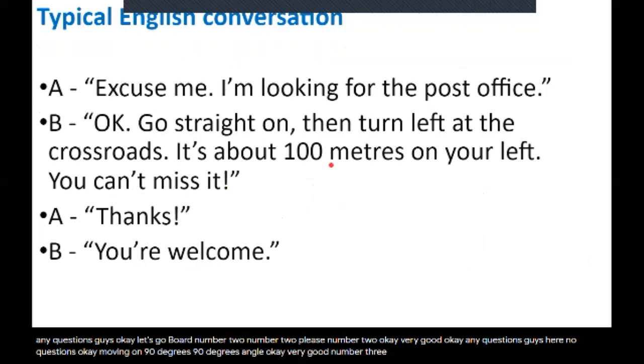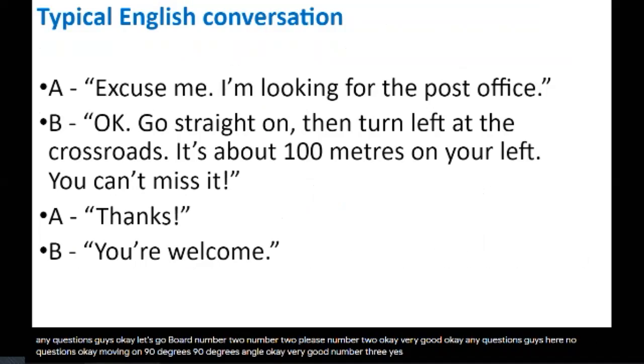Number three. Okay. Typical English conversation. Excuse me, I'm looking for the post office. Okay, go straight on, turn left at the crossroads. It's about 100 meters on your left. You can't miss it. Thanks. You're welcome. Very good. Nice.